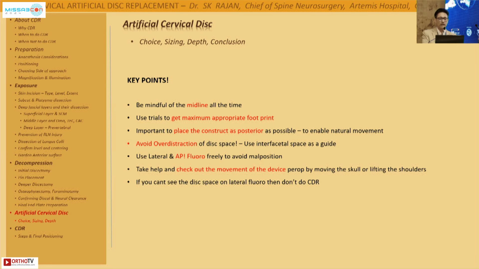Also, use trials to get the maximum appropriate footprint. There's a tendency to go for a smaller footprint because you have not done adequate decompression. Don't do that, because that is likely to migrate or fail. Also important to place the construct as posteriorly as possible, as I told you, because you will only be able to get natural movement at that level if you are posterior enough. Avoid over distraction. Use the interfacial space as a guide, and use AP and lateral fluoros to avoid malposition, and check the movement of the implant. You can do that by lifting the shoulders or the head.